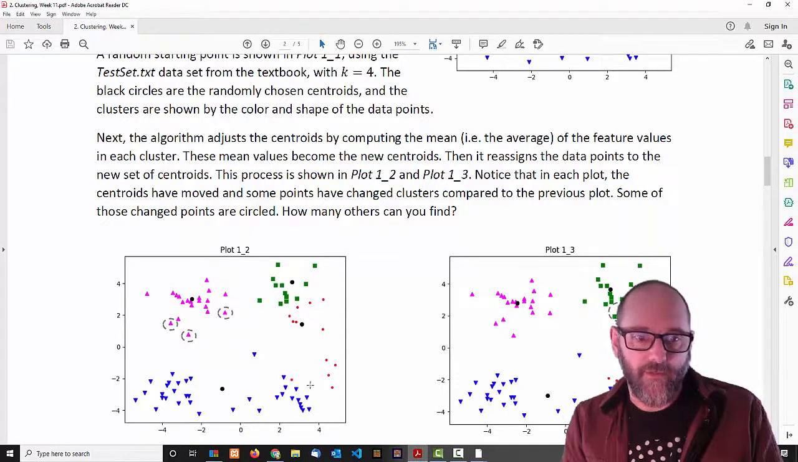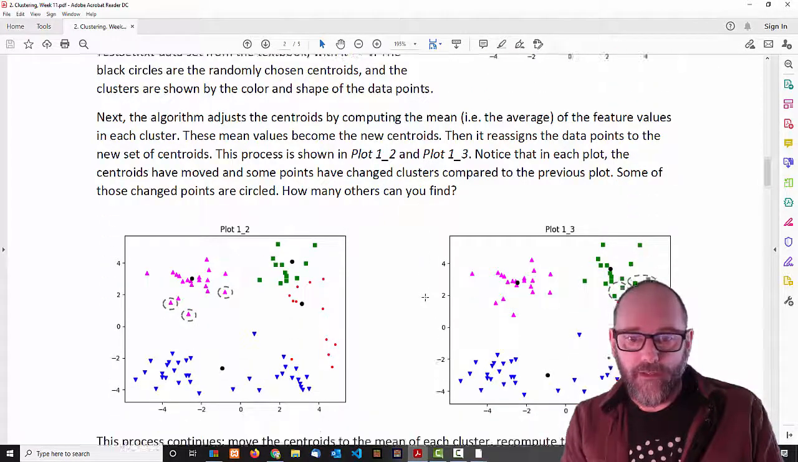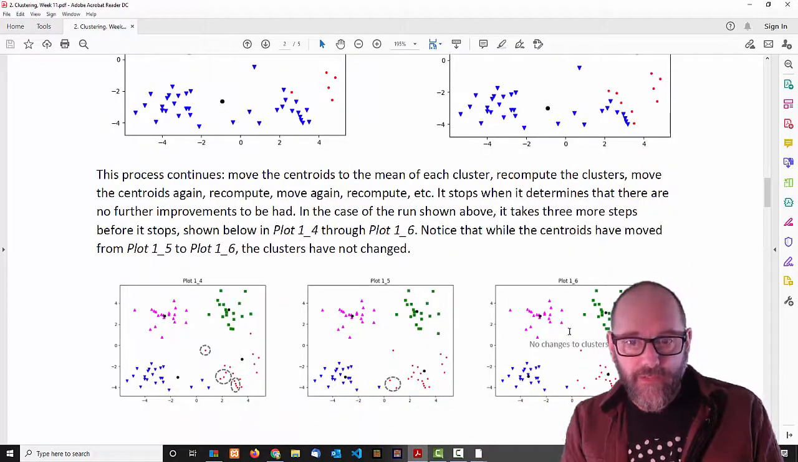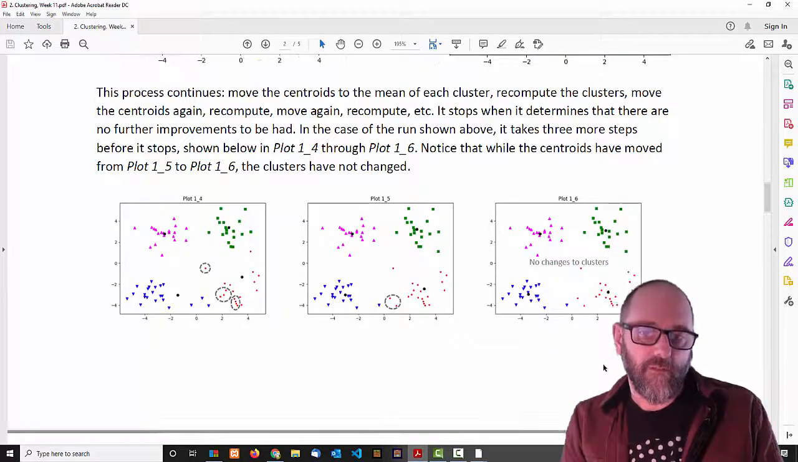They're not the only ones, though. There are other points that have changed color as well. And then, you know, it moves again, and it keeps going. This one went for 6, so between here and here there were no further changes to the clusters, and it found a pretty good set of clusters.